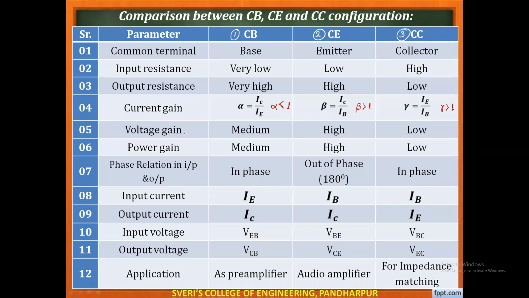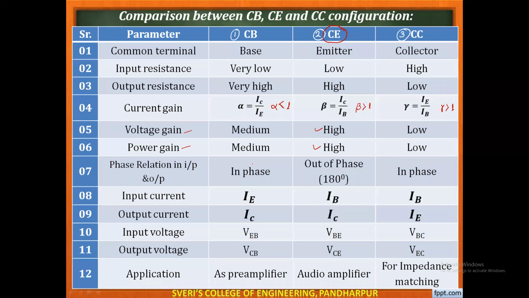Now if you see the voltage gain and the power gain, you will observe that experimentally they are high in the common emitter configuration. That's why the most widely used configuration for current amplification is the common emitter configuration.